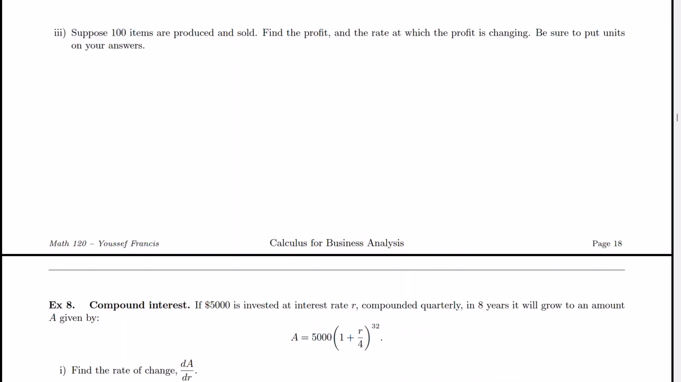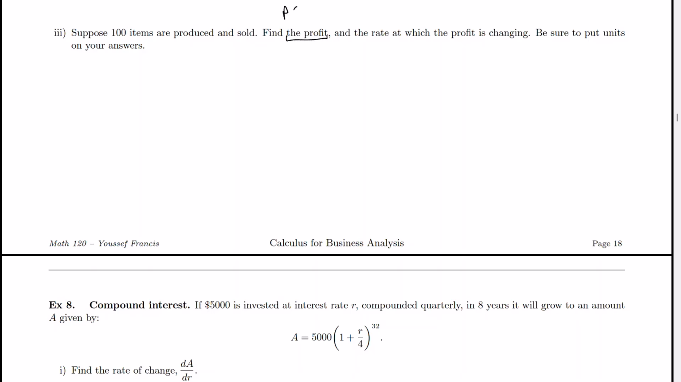Now for the last part of this problem, we're told to suppose that 100 items are produced and sold, and we're being asked to find the profit and the rate at which the profit is changing. They want us to also attach the units to our answers. So what are they asking for? Basically, they're saying find the profit.